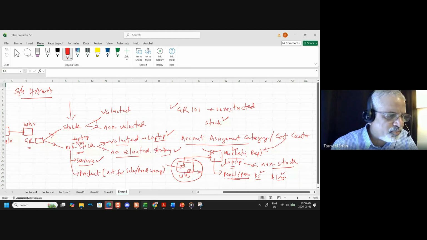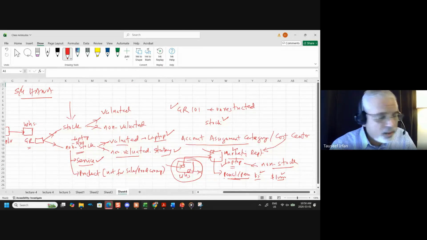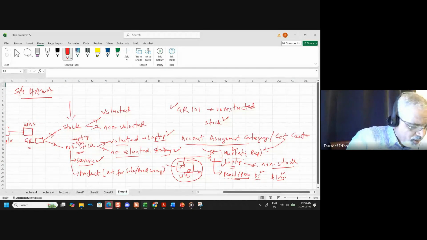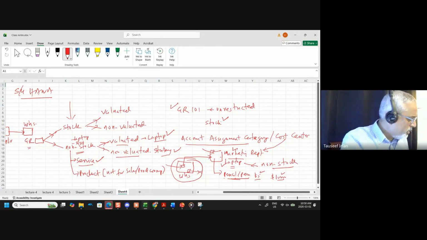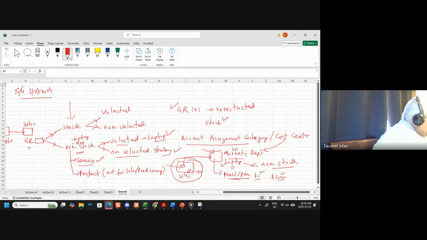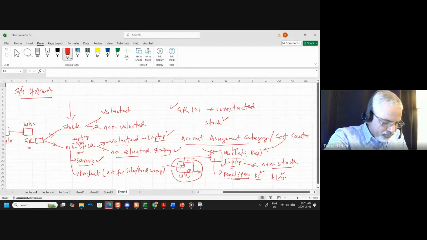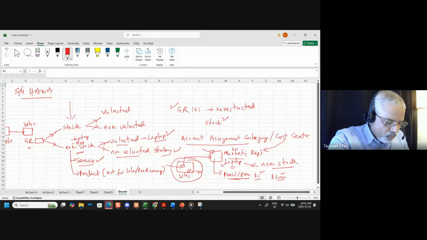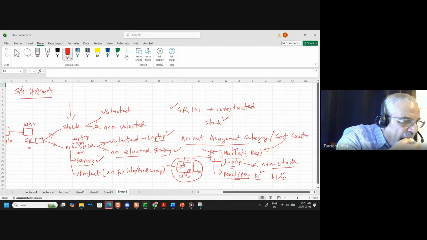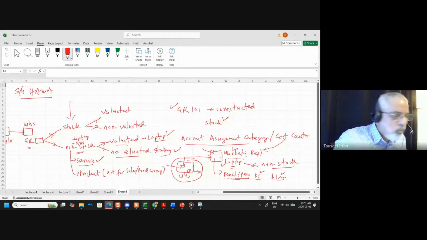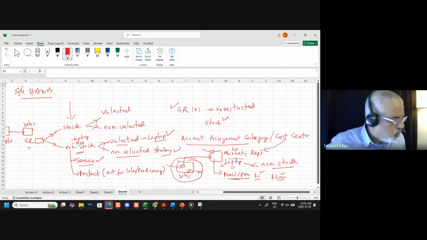Everybody understood the difference between valuated and non-valuated, and stock and non-stock? Very important concept, I tell you. Not many get this clear in their head, even though they are consultants. You all got that concept now? Okay, very good.